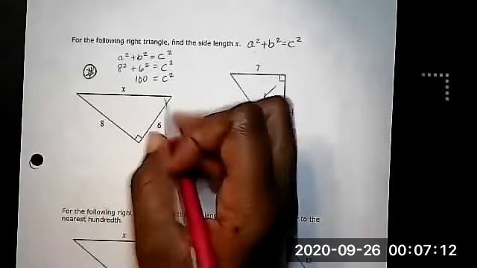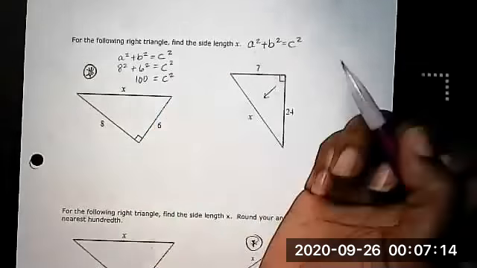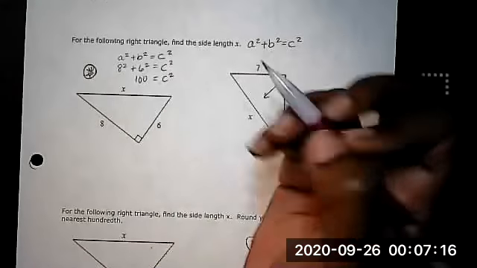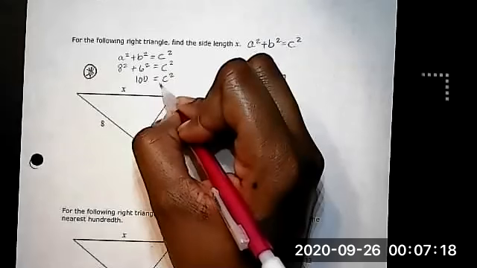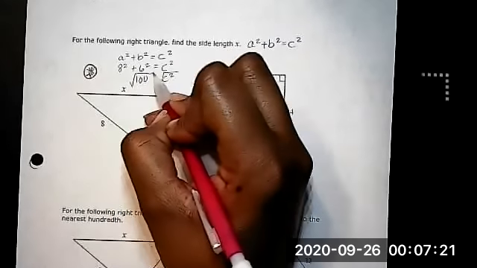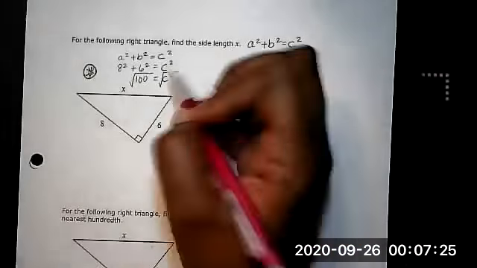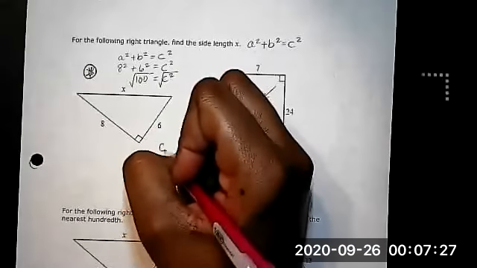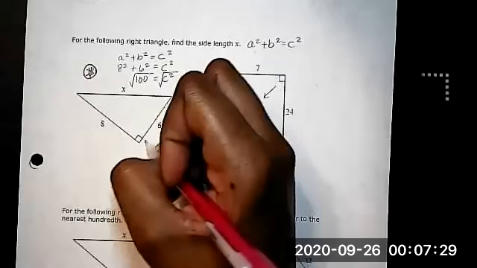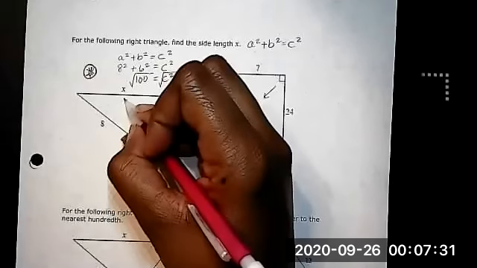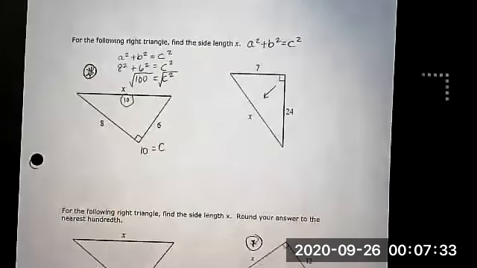Now, in order to get the answer for c, we want c. We need to know what c is. What is the length of c? We don't need the c squared. We're going to take the square root. In order to get c squared to be just regular c, take the square root of it. So c equals the square root of 100, which is 10. So your answer here is 10. Okay?